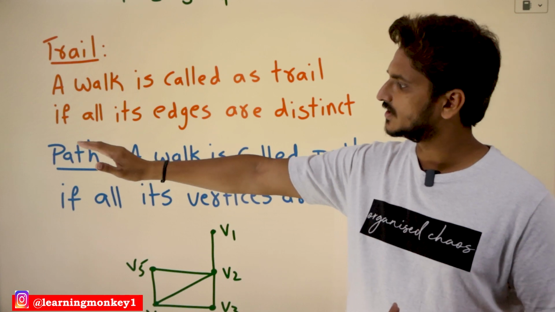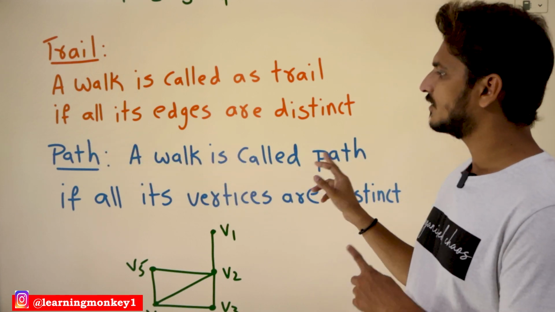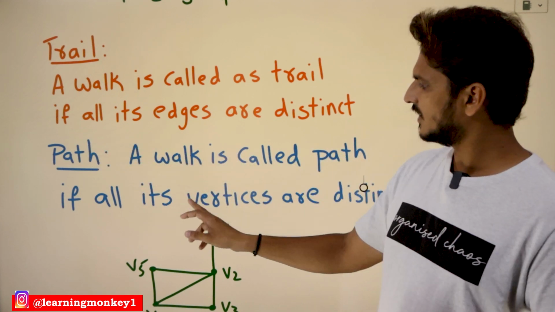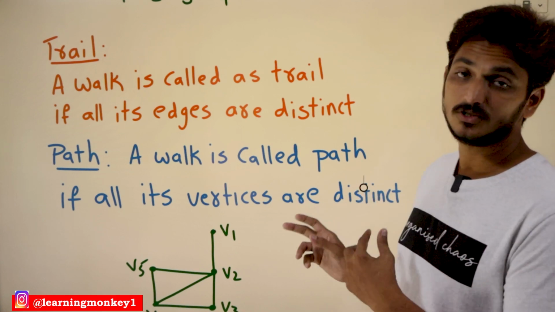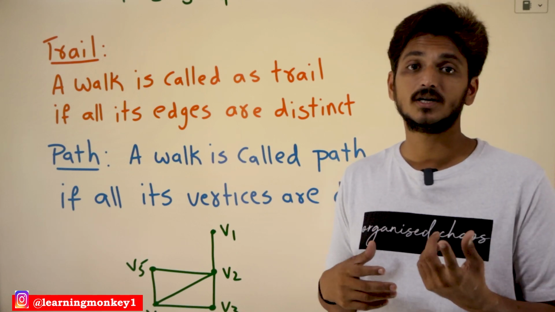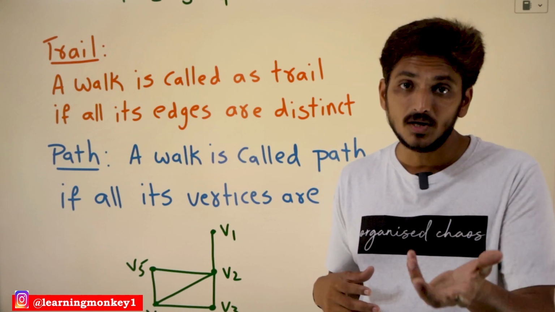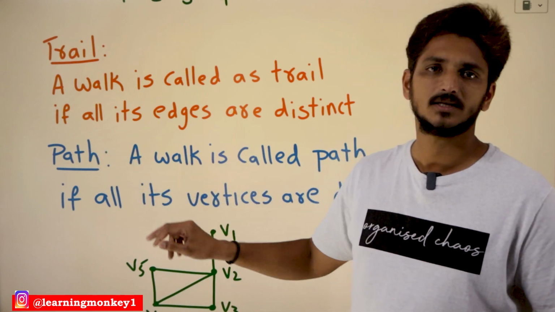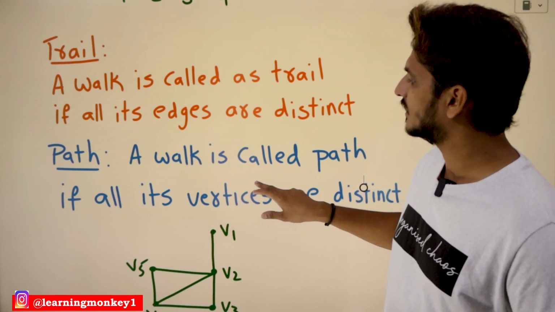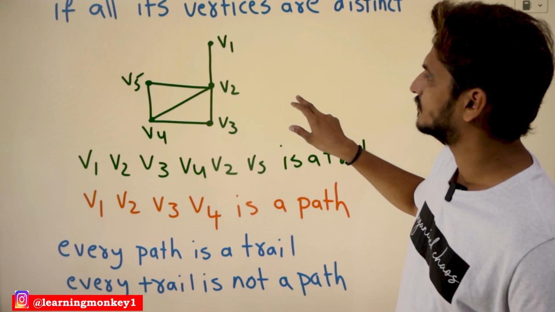Similarly, the next definition is path. A walk is called a path if all its vertices are distinct. It means we are supposed to take a vertex only one time. We are not supposed to take a vertex multiple times. Then we say it is a path. With an example, you will get clarity on what trail and path mean.